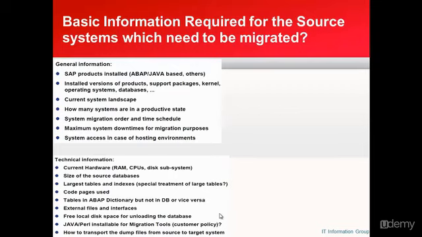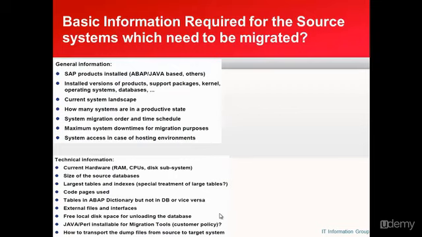First thing is we should know what the SAP products are, whether it is Java or ABAP. Basically we should know all the products which are in the system, so that when we are upgrading or migrating, we can make sure that this is supported on the different or changed hardware. Okay, next is the installed version of products, support packages, kernel, operating system, and databases. We need to collect that information from the source system.